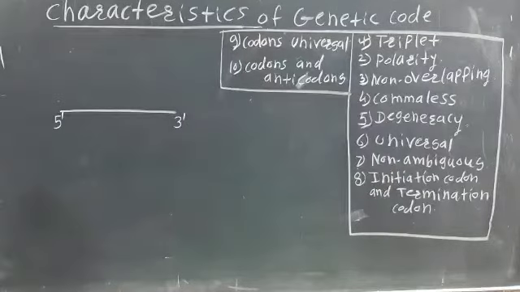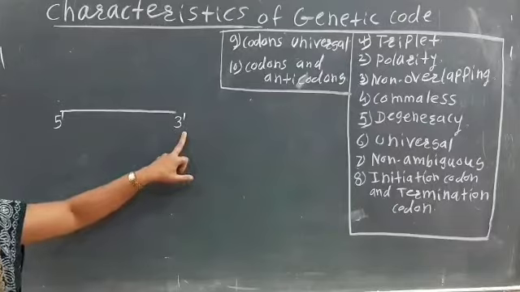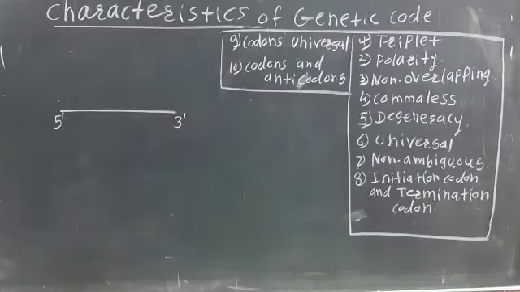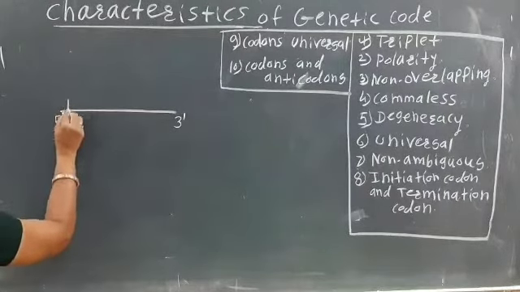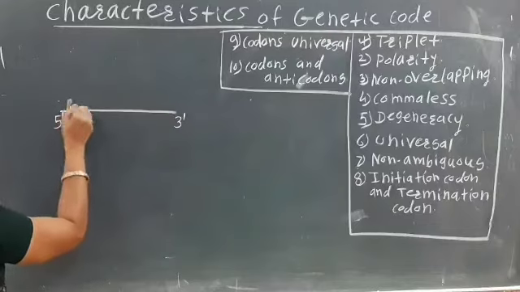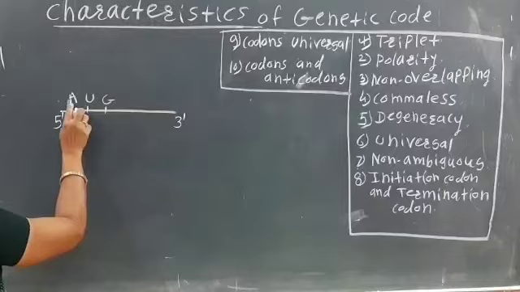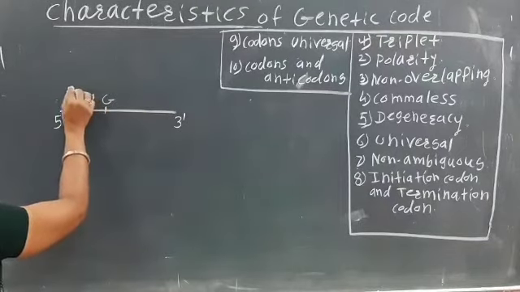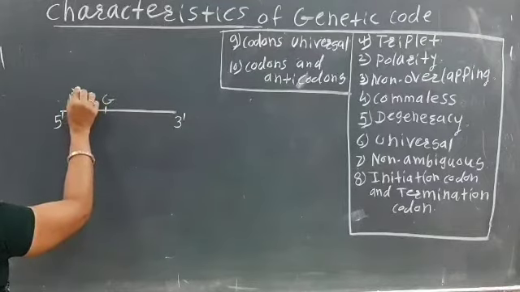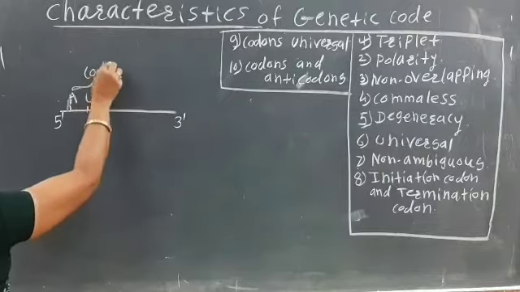So if we read the genetic code from the 5 prime end to the 3 prime end, 3 successive nitrogen bases form one codon. For example, at the 5 prime end, here is AUG. So here AUG, these are 3 successive nitrogen bases, and these 3 successive nitrogen bases produce one codon. It is known as the codon.